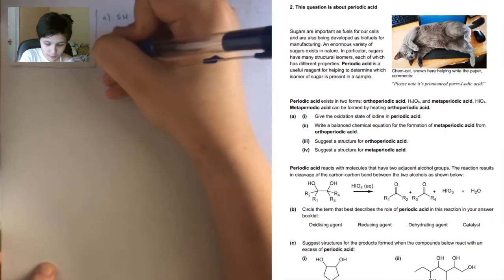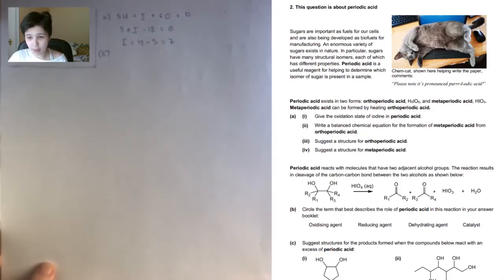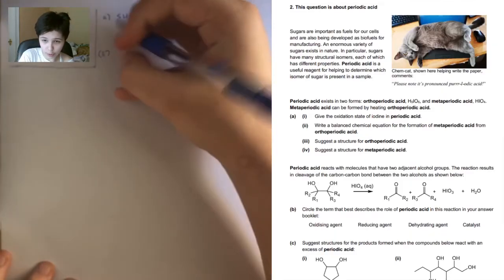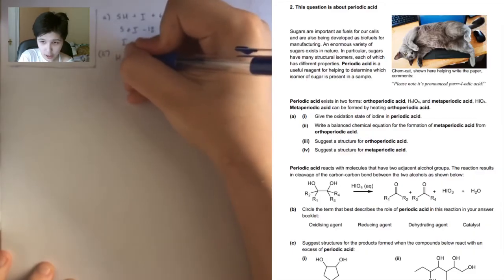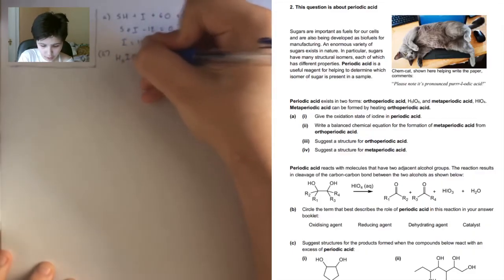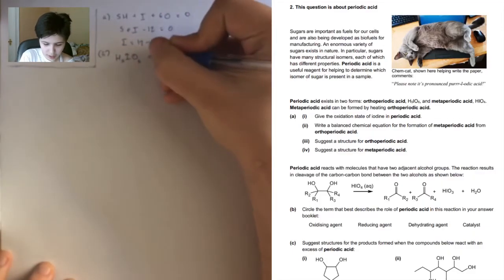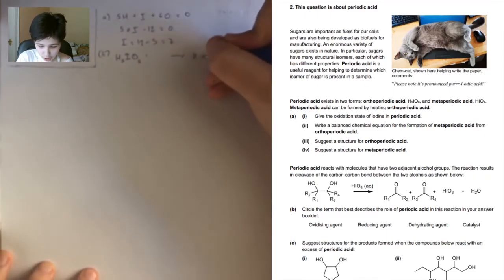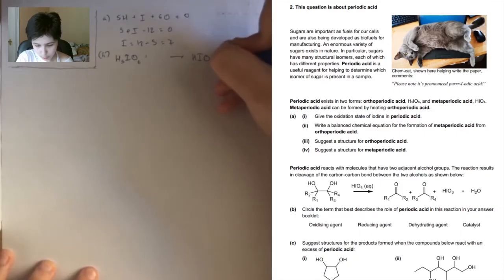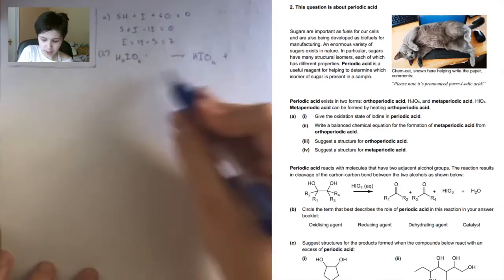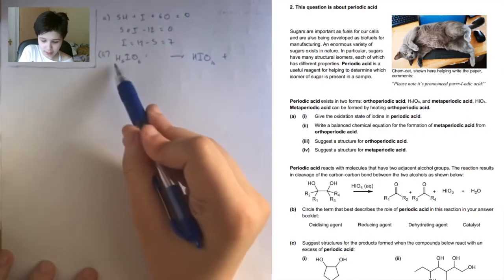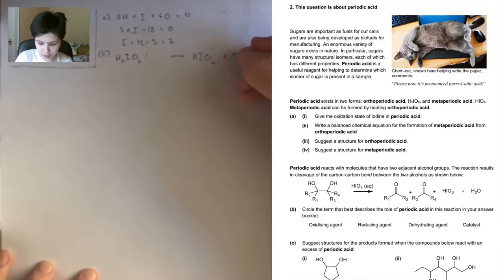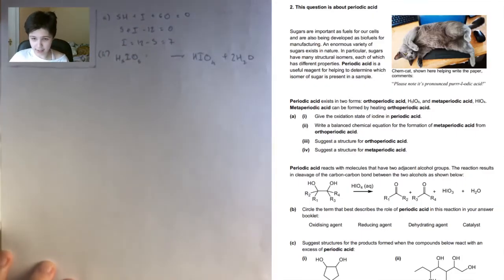Part 2, balanced chemical equation for the formation of metaperiodic acid from orthoperiodic acid. So I have H5IO6 plus maybe something forms HIO4 plus. Now here I see that there's 4 H's, 2 O's, so that just gives me 2H2O, and I don't need to add anything else.